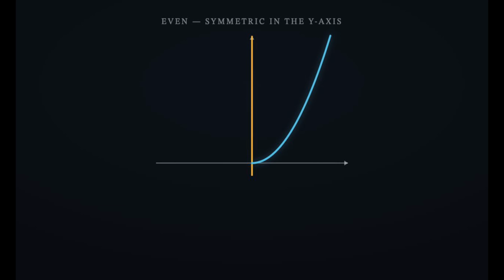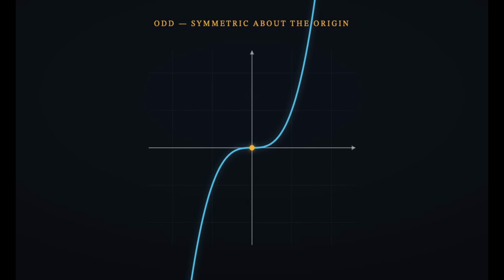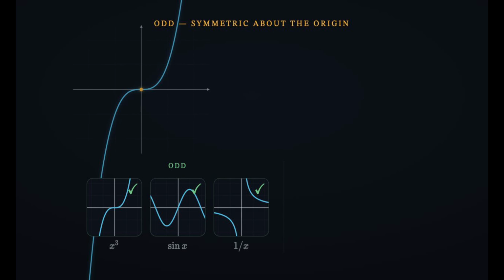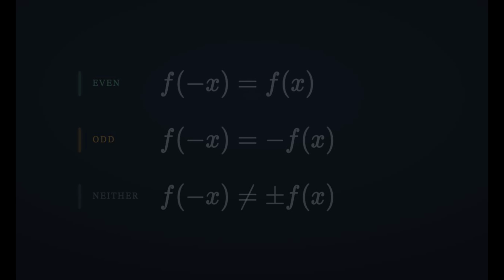Functions can also be odd, even, or neither. If a function is even, that means it is symmetric in the y-axis. For example, these are even and these are not. A function is odd if it is symmetric about the origin. That is, if you spin it 180 degrees about the origin, then you get the same curve back. For example, these are odd and these are not. If a function is neither, that means it is neither even nor odd.